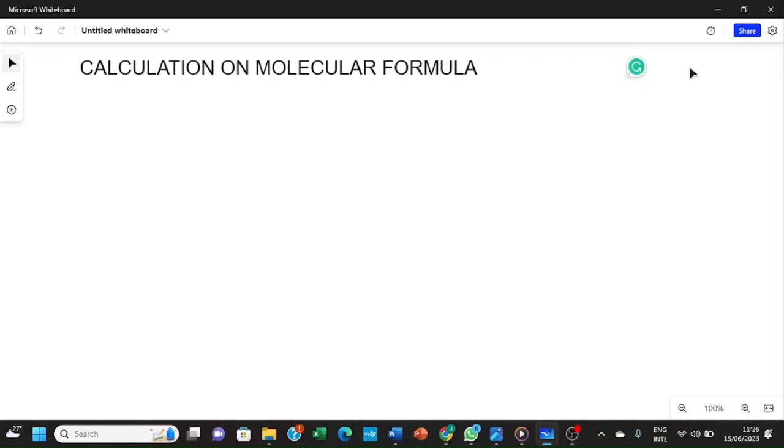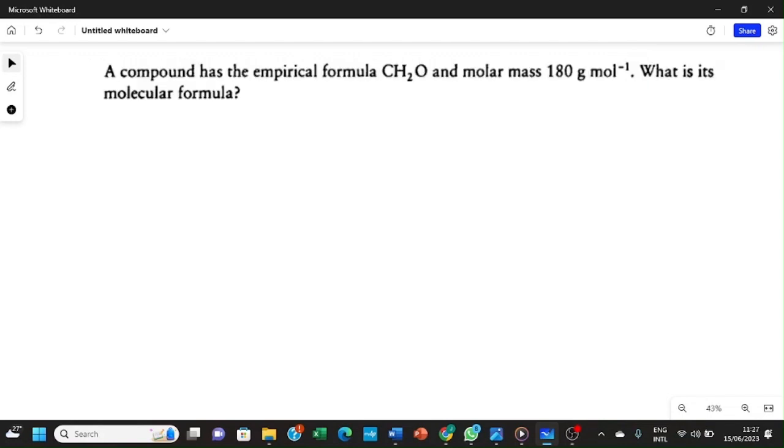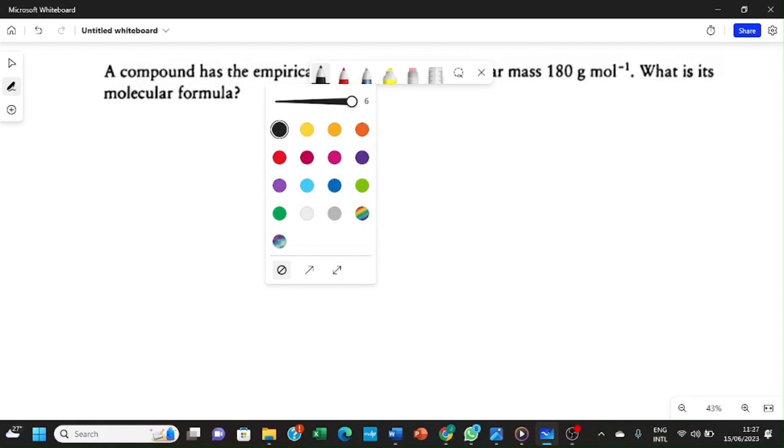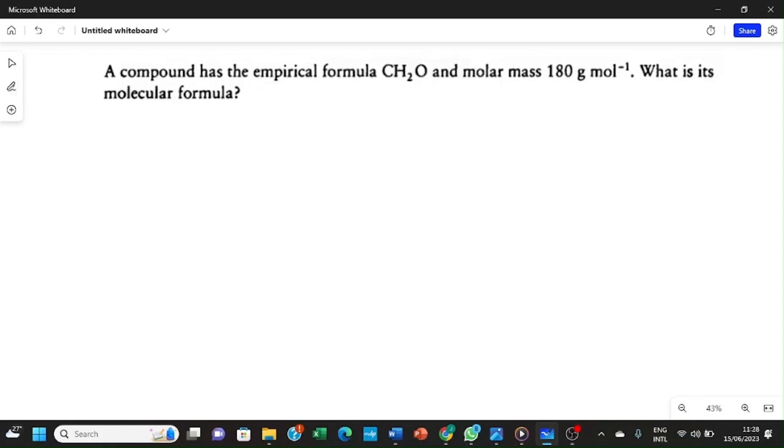So now let's go straight to a question without wasting much time. This is a typical example. A compound has the empirical formula CH2O and a molar mass of 180 gram per mole. What is its molecular formula? So you're asked to calculate the molecular formula here. The basic requirements are the empirical formula of the organic compound and the molar mass, the relative molecular mass of that compound.